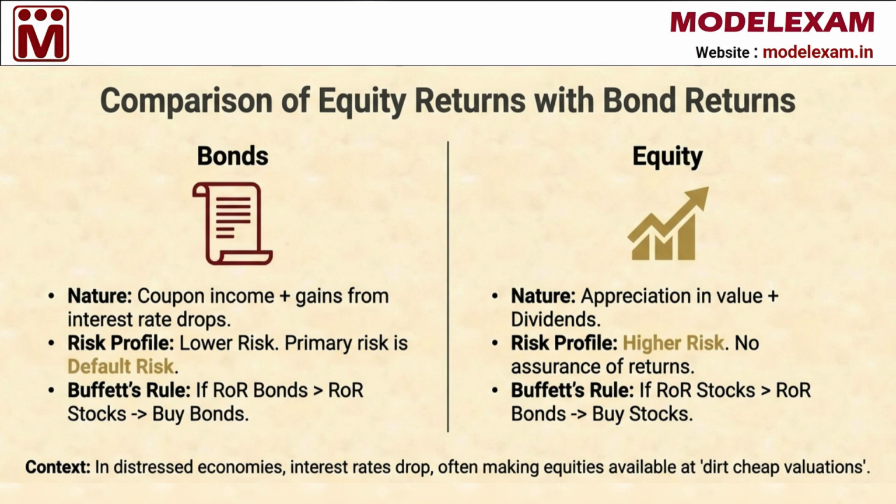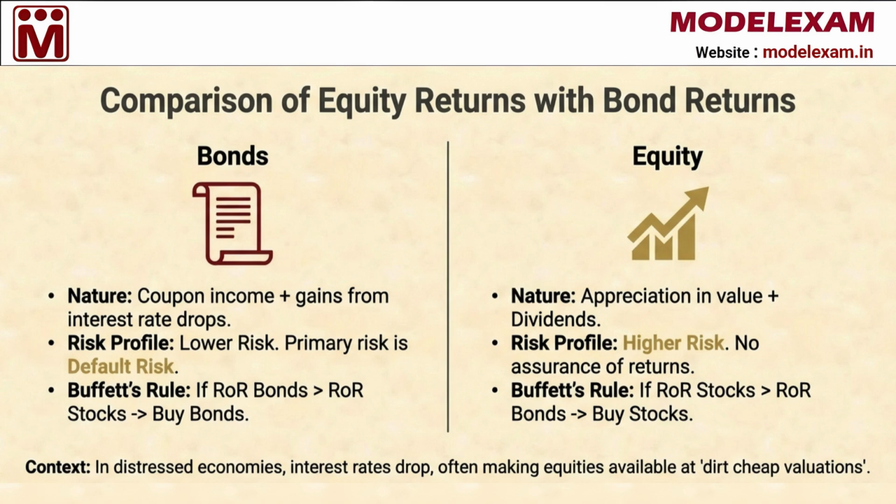Now, let us compare the two main asset classes, bonds and equity. On the left, we have bonds. The nature of a bond return comes from coupon income and potential gains if interest rates drop. The risk profile is generally lower, with the primary worry being default risk. On the right, we have equity. Here, returns come from the appreciation in the share price plus dividends.